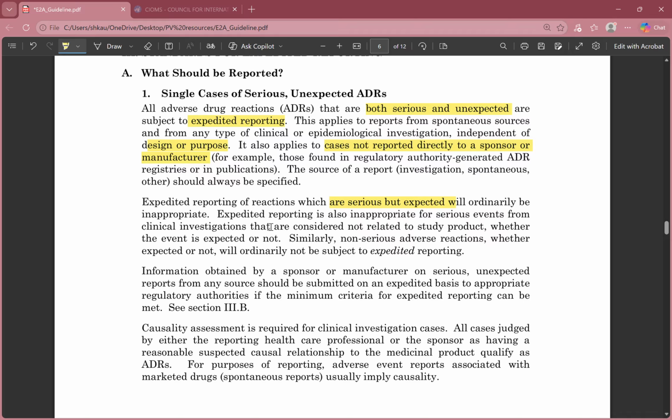Second point is, it is also inappropriate for the serious events from clinical investigations that are not considered related to the study product. So, any adverse event, it can be serious, it can be non-serious, but if it is not considered as related to the study product, then it is not subjected to the expedited reporting. Then we again have the simple thing, which is the non-serious adverse reactions. So these do not require any kind of rapid reporting, and these can be whether expected or not, right?